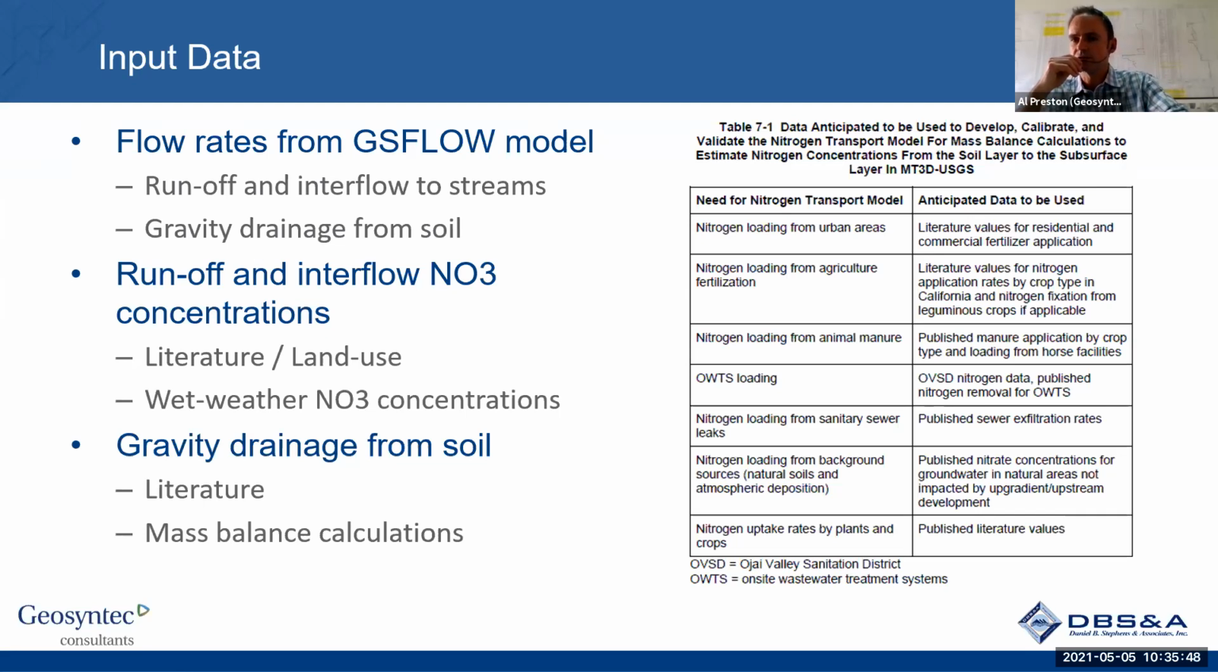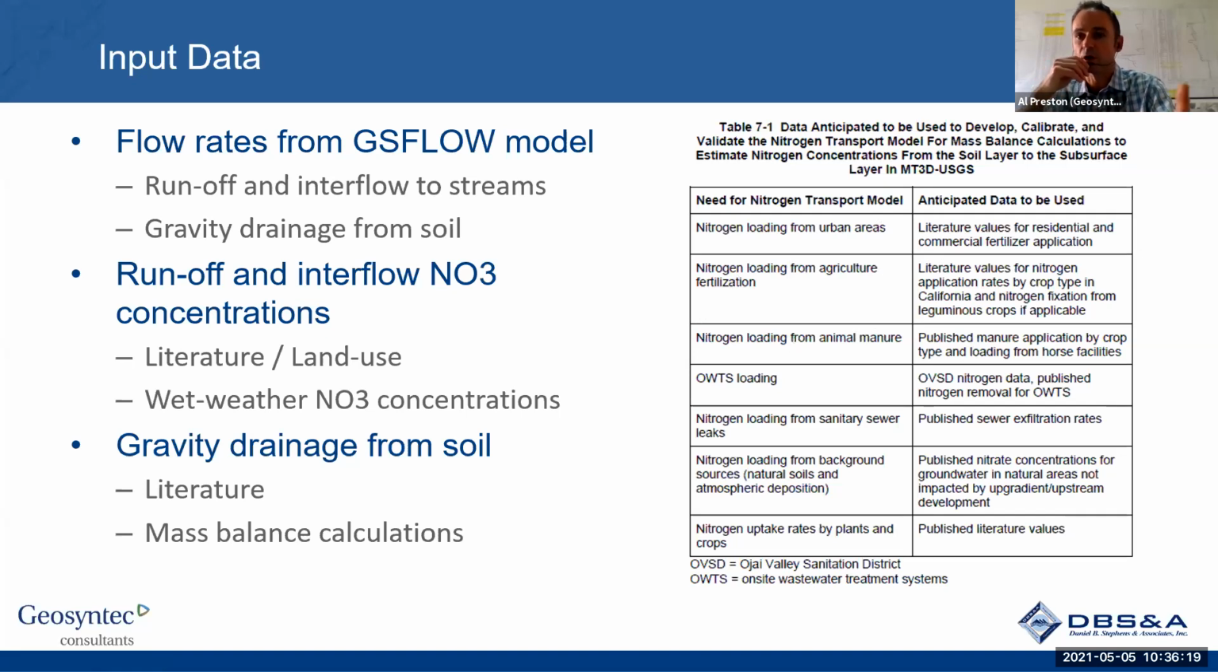For the gravity drainage through the soil, it's a little more complicated. We can use literature studies that have looked at when you apply, for example, fertilizer onto a crop, how much of that is taken up by the crop itself, how much may leach through and end up in the groundwater. So we do these mass balance calculations, and these are summarized in this table over here. So that's how we come up with the boundary conditions.